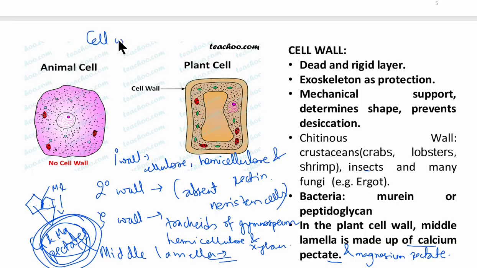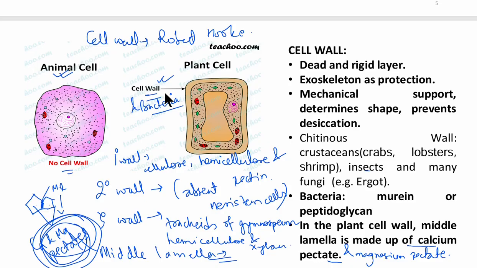Likewise, the cell wall was first discovered by Robert Hooke, who is also known as the father of cytology. And another thing is that the cell wall is not present in animal cells, and it is present in plant cells, and in bacteria because of the presence of a cell wall.